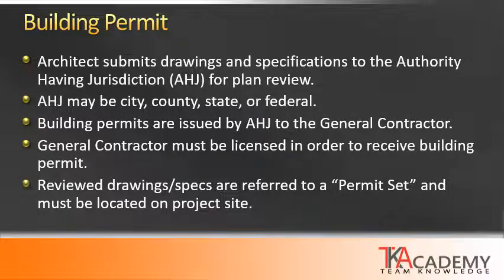Between the completion of the design of a project and before starting construction, the project must go through a plan review and receive a building permit. The architect's role in this is to submit the drawings and specifications to the authority having jurisdiction, AHJ, to begin the plan review process. The authority having jurisdiction may be the city, county, state, or federal. So it's important to know what jurisdiction you are working with in order to submit the plans and specifications to the proper level.